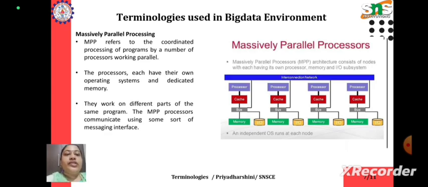The next terminology used in big data environment is massively parallel processing systems, in short, MPP architecture. MPP architecture has nodes, each having its own processor, memory and IO subsystem. It also has an independent OS which runs on each node. MPP refers to the coordinated processing of programs by a number of processors working in parallel. Each processor has its own dedicated operating system and memory. They work on different parts of the same program. The MPP processors communicate using messaging interfaces.